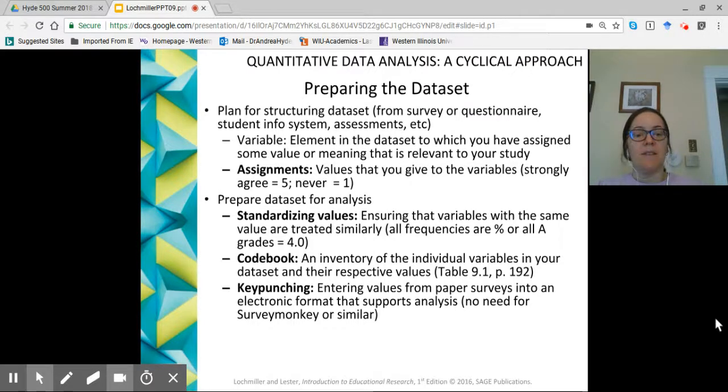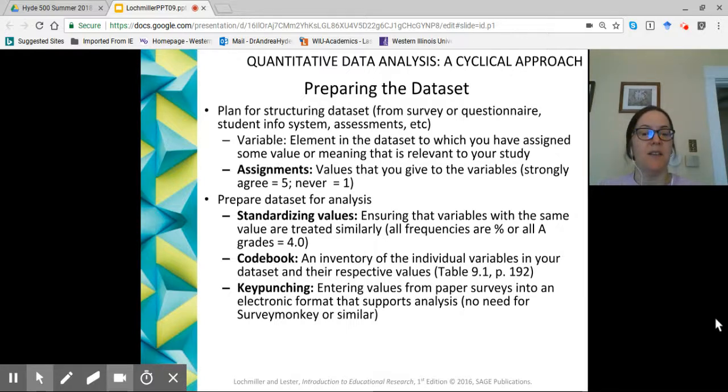Okay, assignments just mean the value that you give to your variable. So in a Likert scale, that could be something like agree equals 5, or for how frequently you do something, never would be 1, or actually never would probably be 0, right? So you prepare your data set then for analysis.